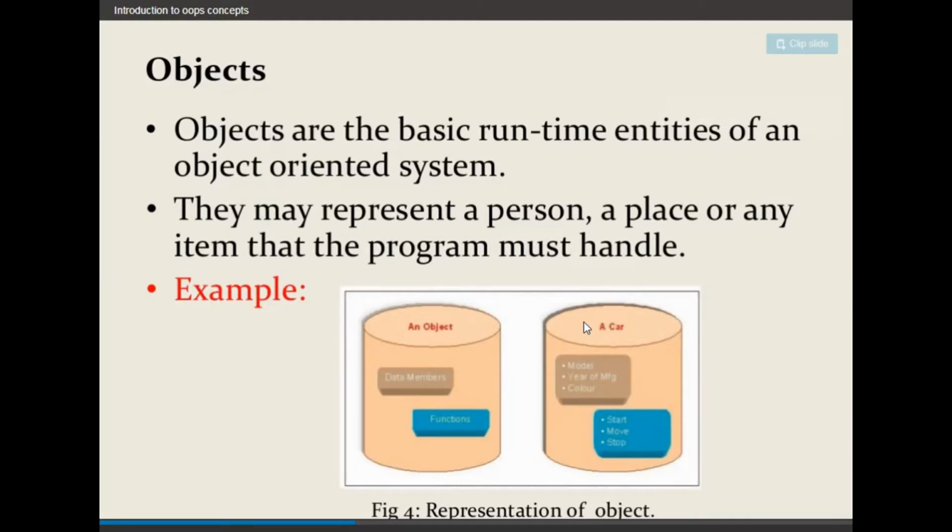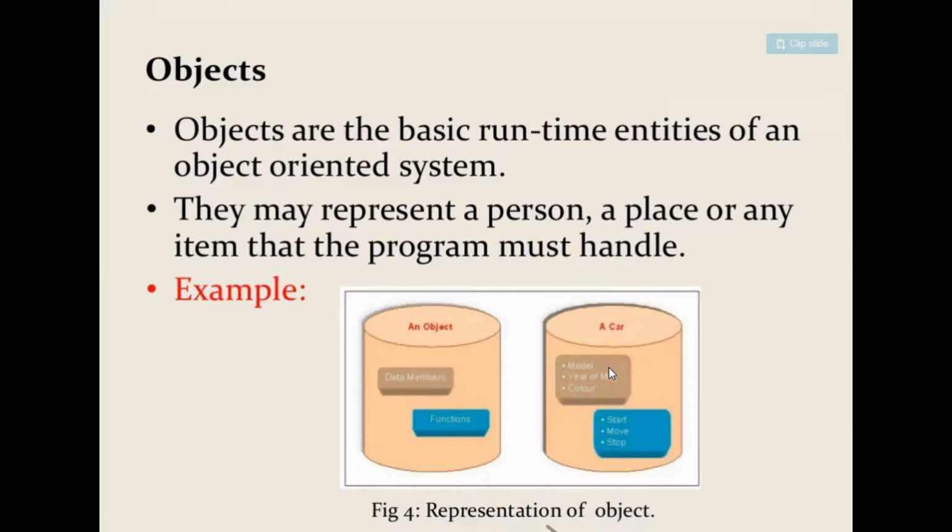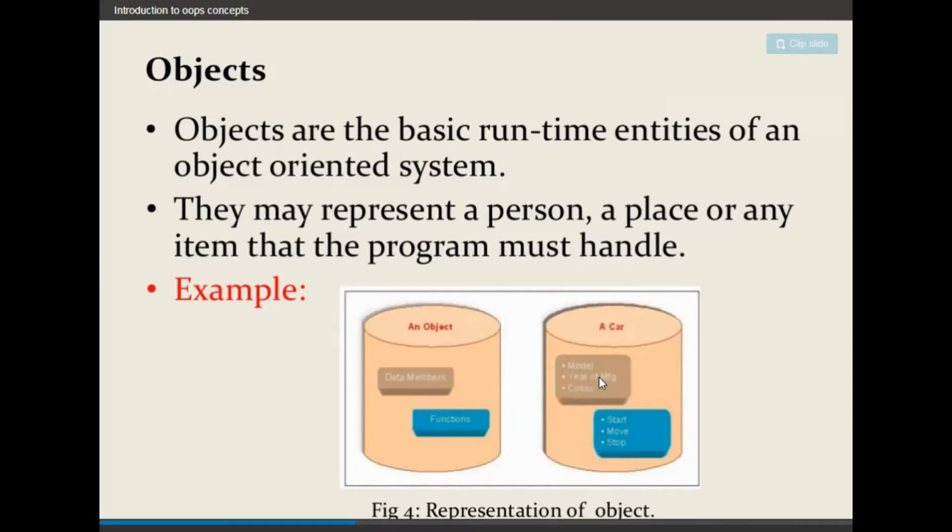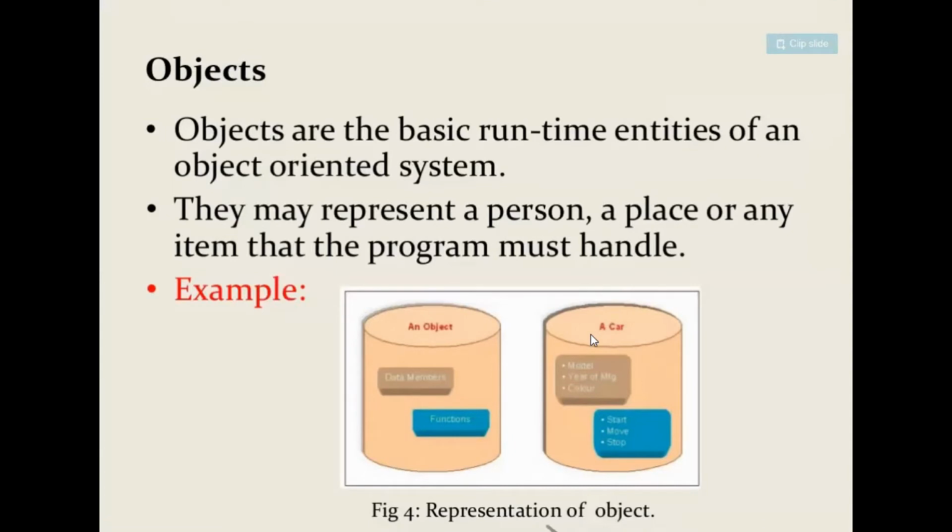So if we are taking a real-time example, consider a car. Can you consider a car as an object? Yes, ma'am. Am I right? What are the attributes, the data members? First one, model. Understood? Can you see it clearly? Yes, ma'am. The second one, year of manufacturing. Third one, color.